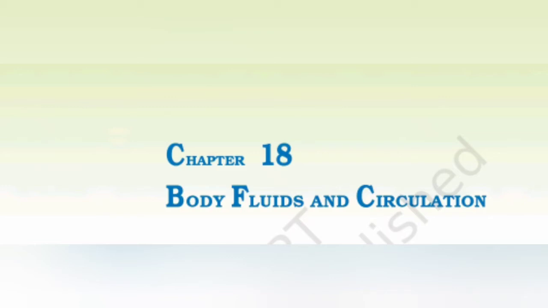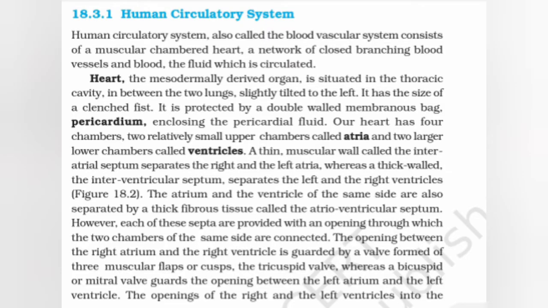Good morning, students. Let us continue with the next topic of chapter number 18, body fluids and circulation. Human circulatory system. The human circulatory system, also called the blood vascular system, consists of a muscular chambered heart, a network of closed branching blood vessels and blood, the fluid which is circulated.